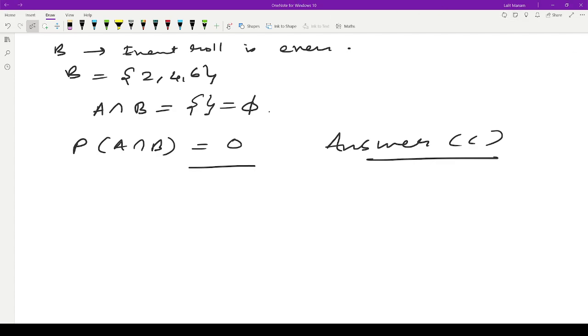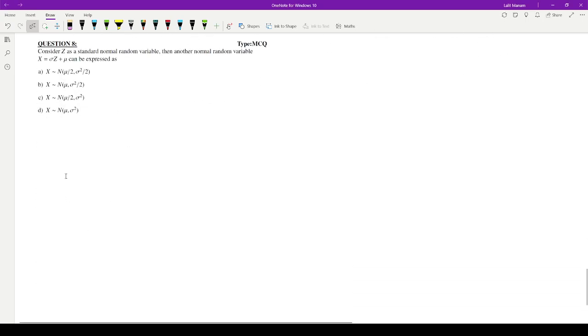Okay, we move on to the next question. So we have a standard normal variable z. Z is a standard normal variable, which means it's Gaussian with mean 0 and variance 1. And then we have another random variable, x is sigma z plus mu. So we want to understand what distribution x follows.